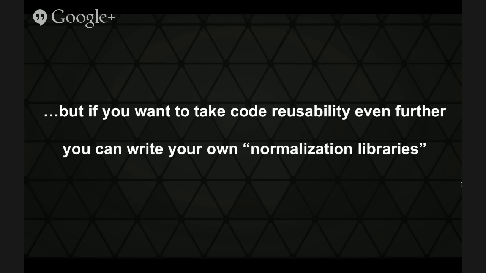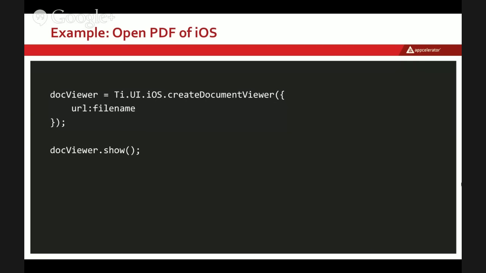And by that, what I mean is, let's use this example. If you were to open a PDF file on an iOS device using the Titanium SDK, you will write something like this. You will use the create document viewer object, set the file name, and then you simply call show, and internally the operating system will look for the native PDF viewer on the iOS device, and will show that file.